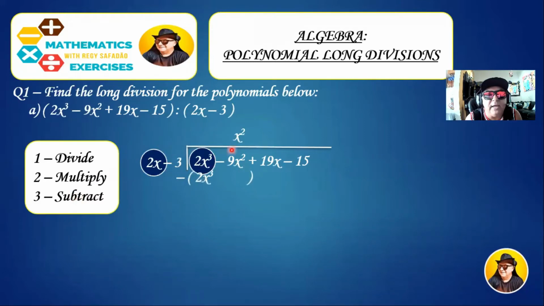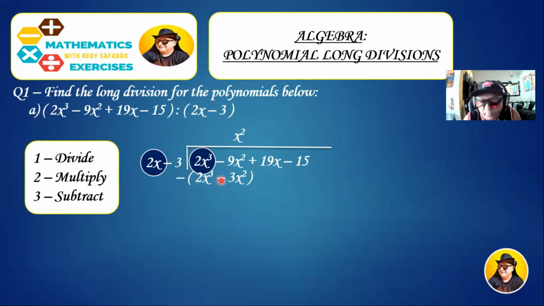I multiplied x squared by 2x. The result is 2x cubed. And the negative sign is over here because step 3 is subtraction. Okay, let's multiply x squared by minus 3. Okay, so x squared times minus 3 is minus 3x squared. Okay, like this. But don't forget one point. This is minus 2x cubed and this is plus 3x squared.